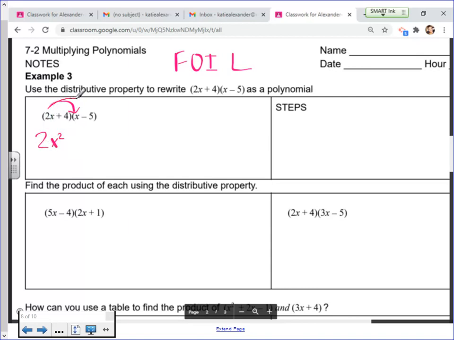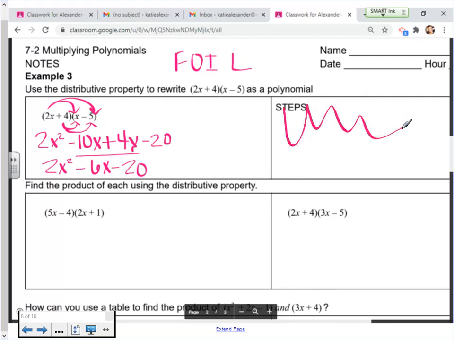My outside times my other outside would be 2x times negative 5, which is negative 10x. Now I'm going to take my inside times my inside. 4 times x is 4x. And then my last two. The last one of this one and the last one of that one would be minus 20. If you like the table method better, definitely do that. It doesn't matter to me either way. So now I'm combining my x's. So I have 2x squared minus 6x minus 20, and that's my final answer.